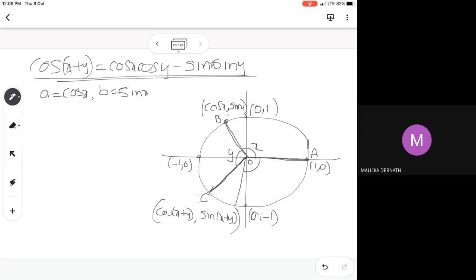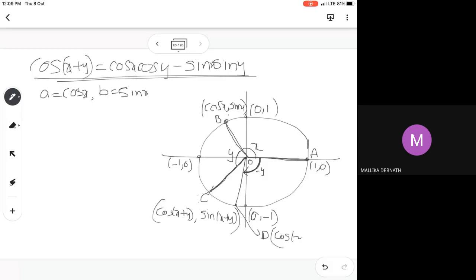Now in the same way, if you take an angle measure equal to y in an anti-clockwise direction, then taking it in a clockwise direction, this angle will be represented as minus y. This angle is equal to the other angle in measure. So if you take this point as point D, the coordinates of D will be (cos(-y), sin(-y)).